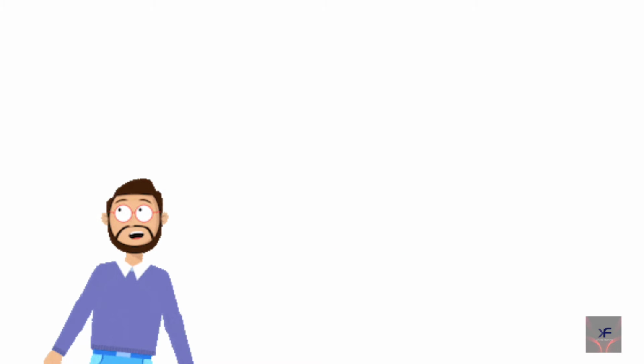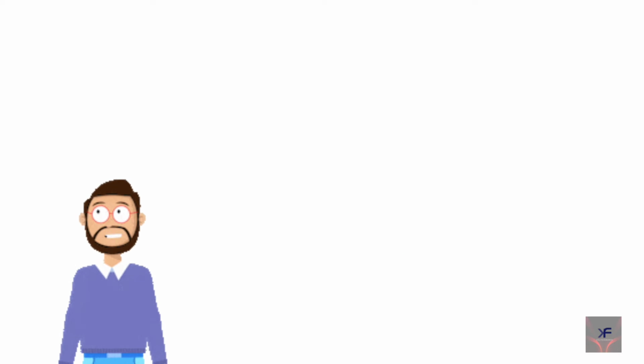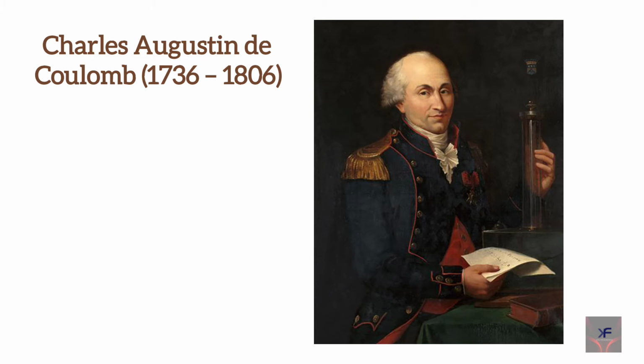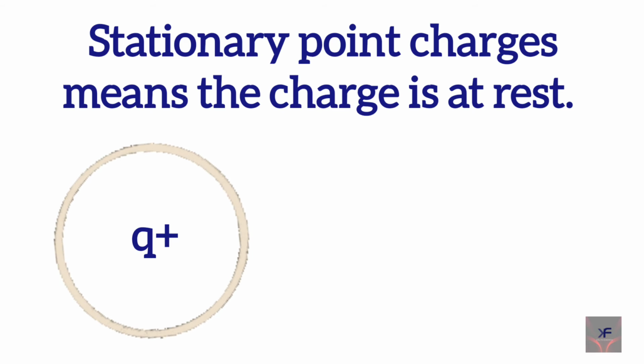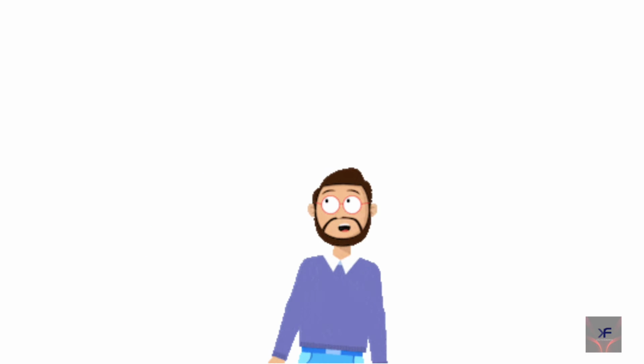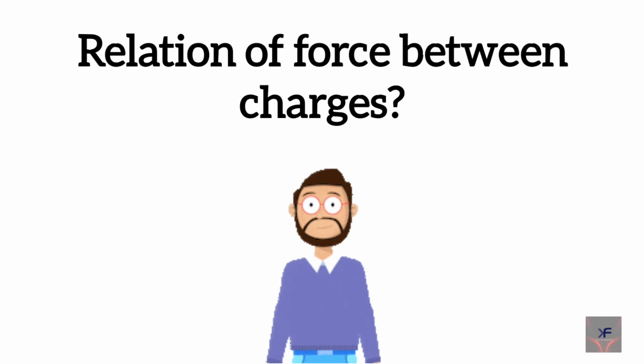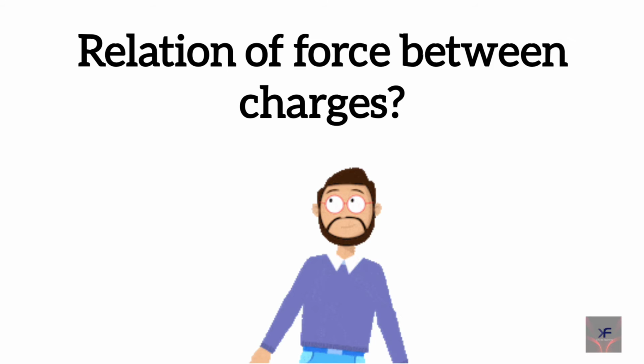Now you know that every charge has a basic charging capability. In 1786, Coulomb found a formula for the force between two stationary point charges in vacuum or free space. Stationary point charges means the charge is at rest. When a charge is at rest, it has the charging capability. So now let's see how he deduced the relation of force between charges.